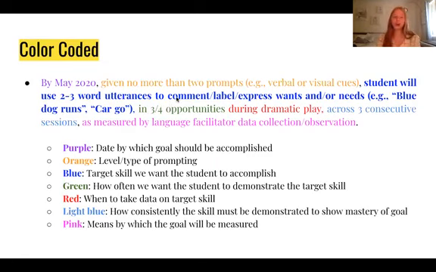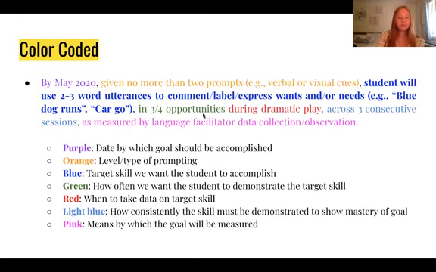So you could write, like I said on the last slide, when responding to a question from a book, or when answering a WH question. But in this case, it is to comment, label, and express wants or needs. And so this is just commenting, the blue dog runs. Car go could be maybe they are requesting, hey, I want you to make the car go. And so it leaves a lot of wiggle room.